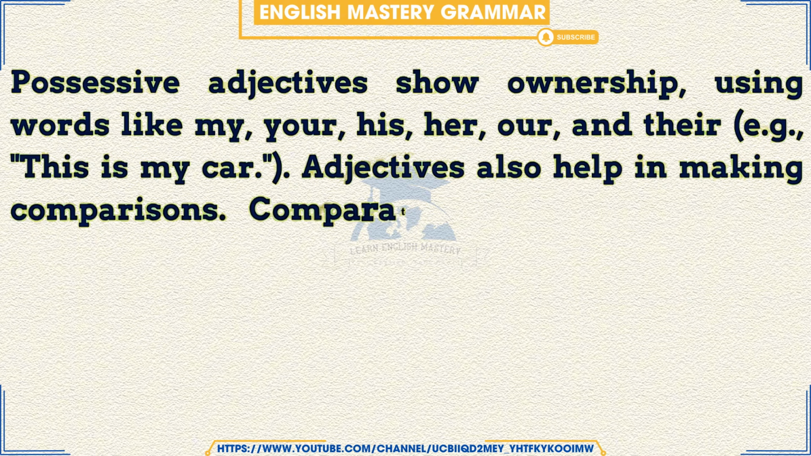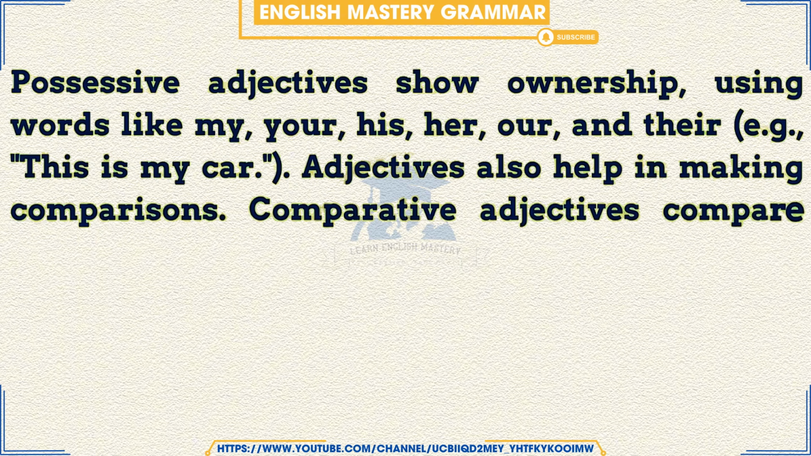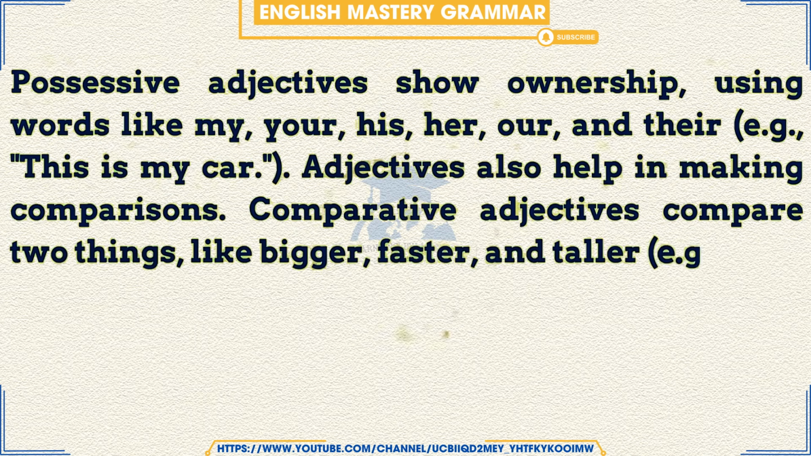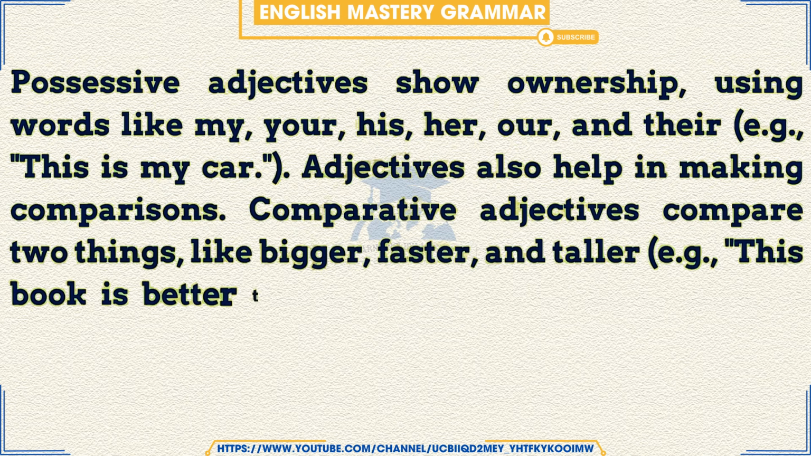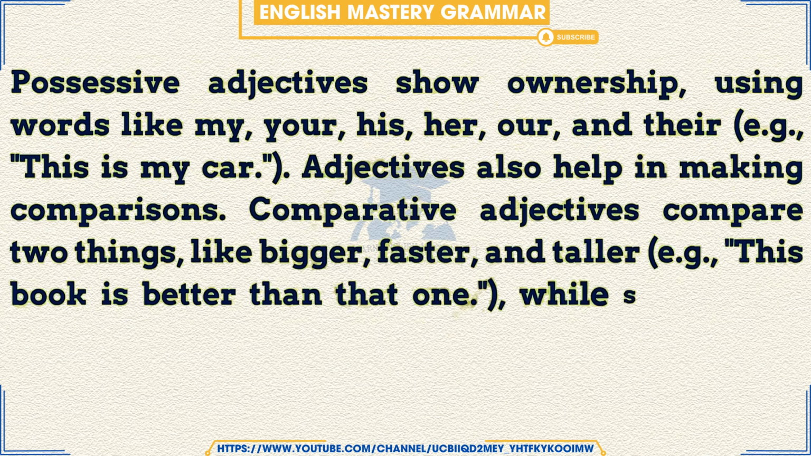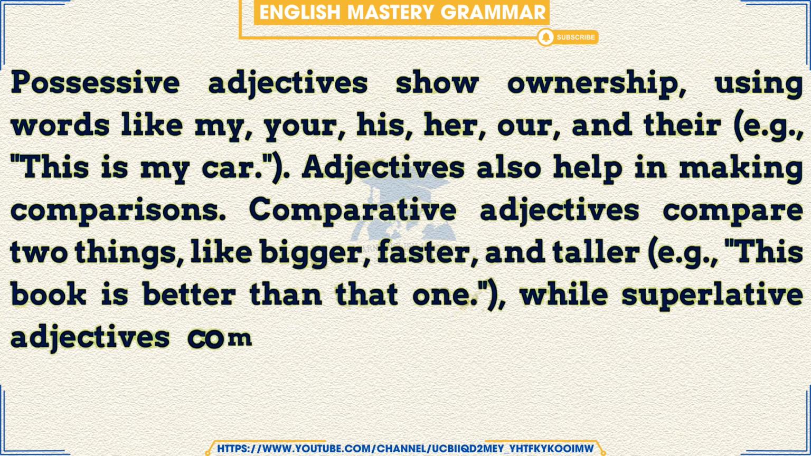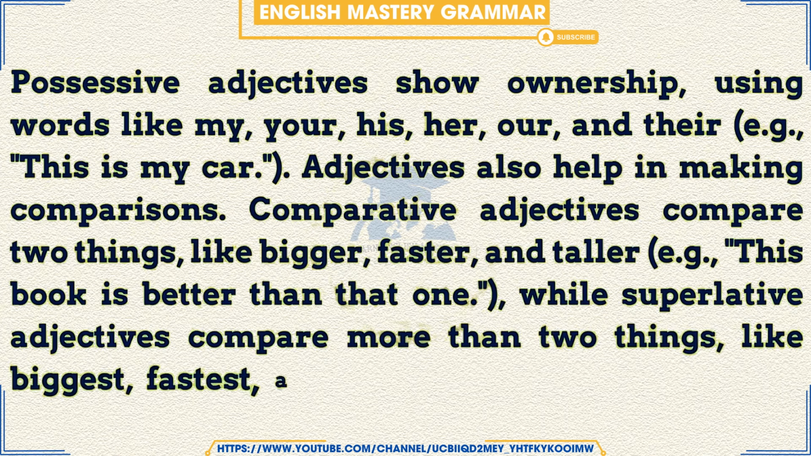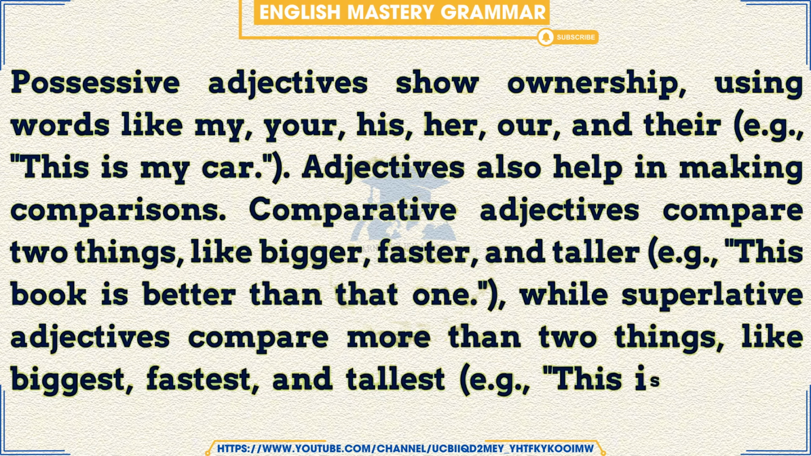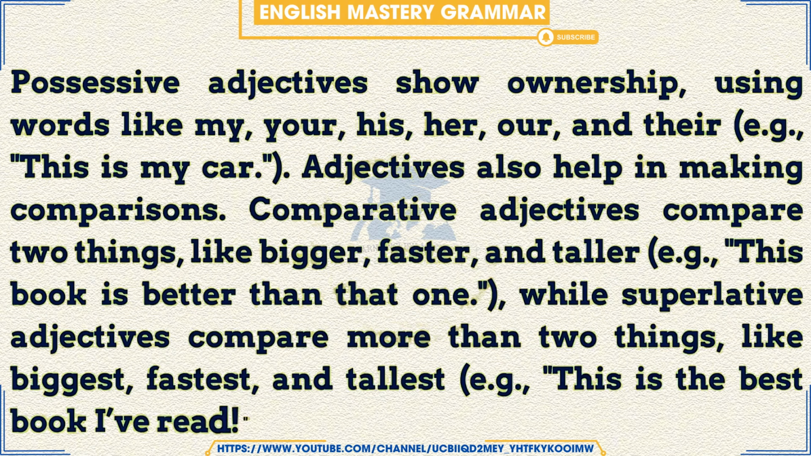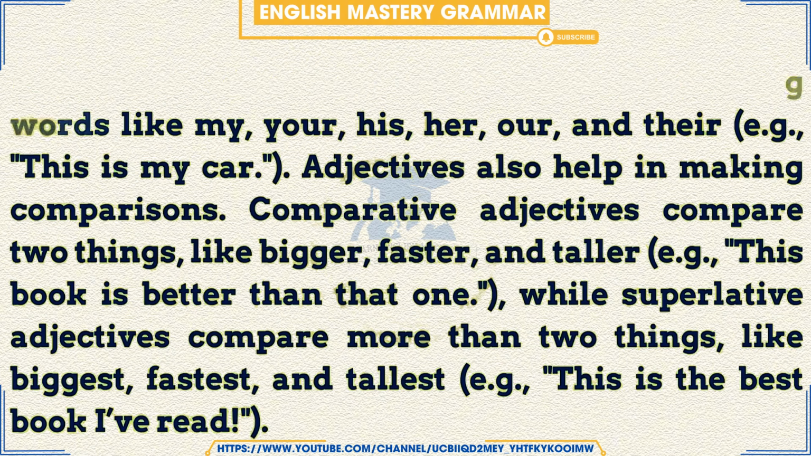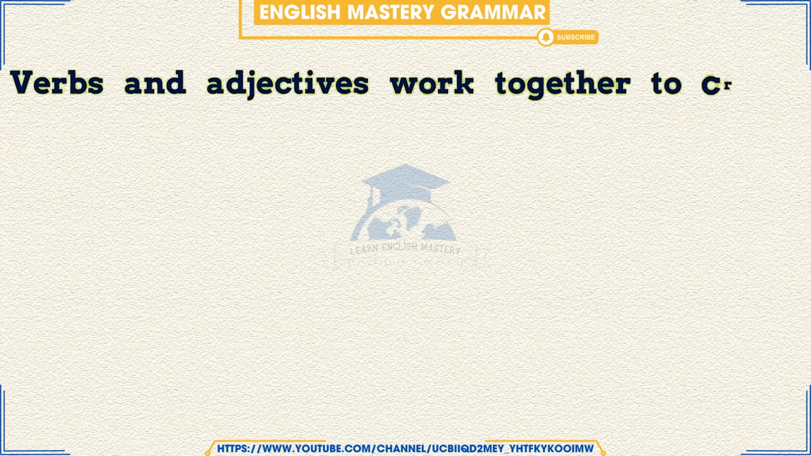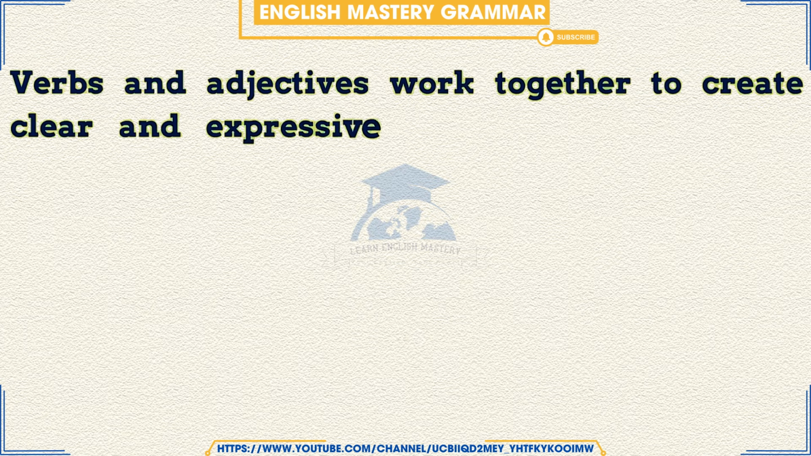Adjectives also help in making comparisons. Comparative adjectives compare 2 things, like bigger, faster, and taller, e.g., this book is better than that one. While superlative adjectives compare more than 2 things, like biggest, fastest, and tallest, e.g., this is the best book I've read. Verbs and adjectives work together to create clear and expressive sentences.